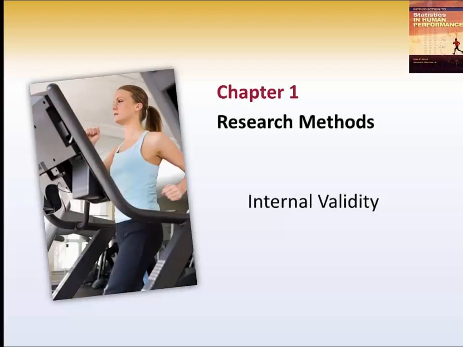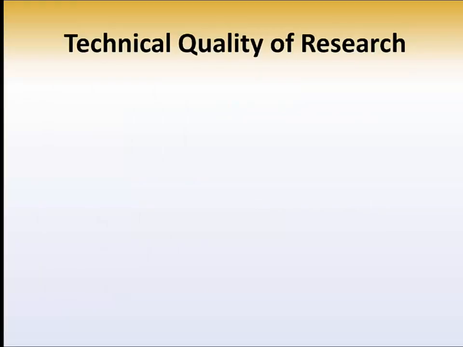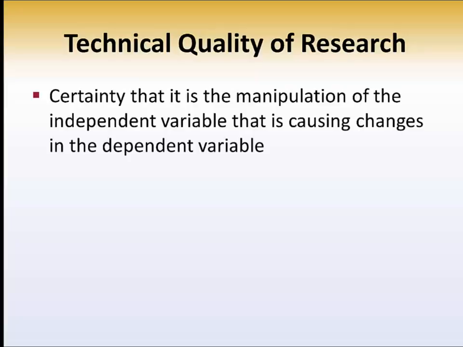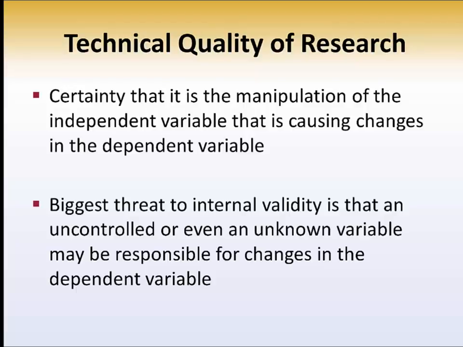We're going to talk about two types of research validity, internal validity and external validity. Here we focus on internal validity. Internal validity represents the technical quality of the research that is done. It involves the certainty that it is the manipulation of the independent variable that is causing changes to occur in the dependent variable. The biggest threat to internal validity is that an uncontrolled or unknown variable actually is related to the outcome or caused the outcome.